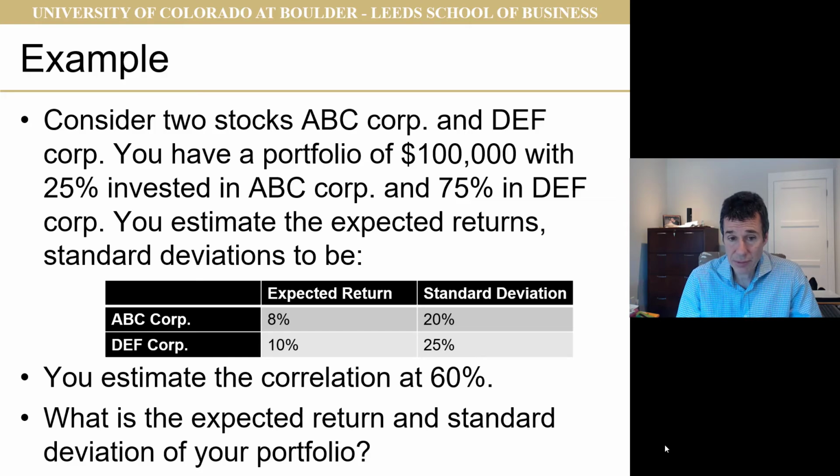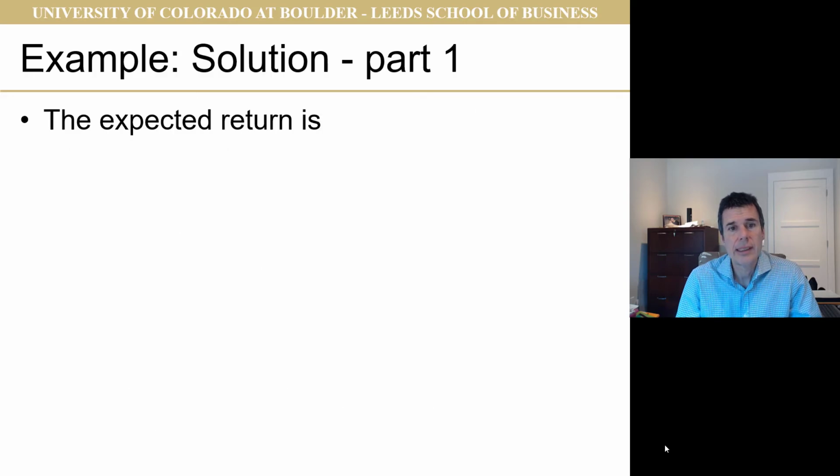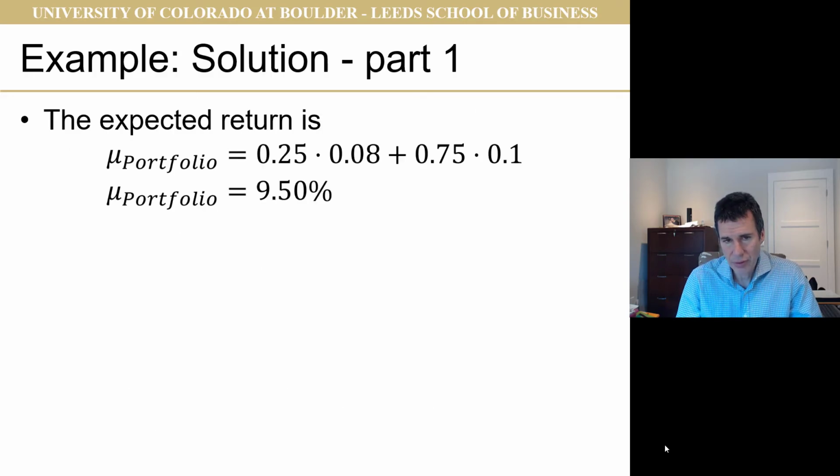So expected return is pretty straightforward. It's the weighted sum of the expected returns of the stocks. So we do 0.25, that's our percentage of the first stock, times 0.08, the expected return of the first stock, plus 0.75, the weight of the second stock, times 0.1, the expected return of the second stock, and we get 9.5%. So given these portfolio weights, we expect to earn 9.5%.